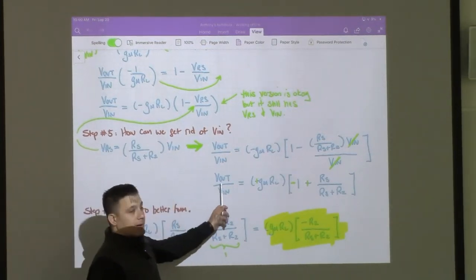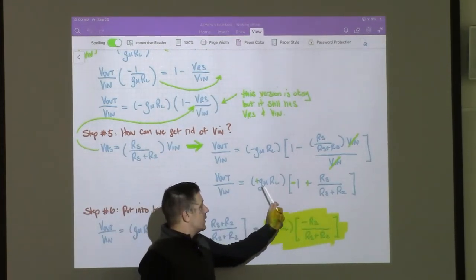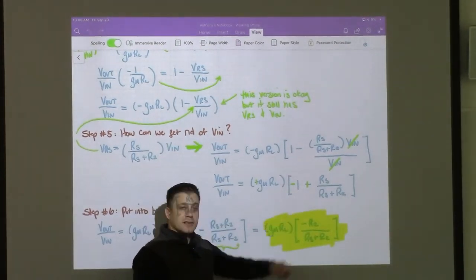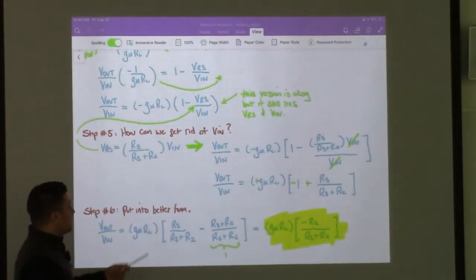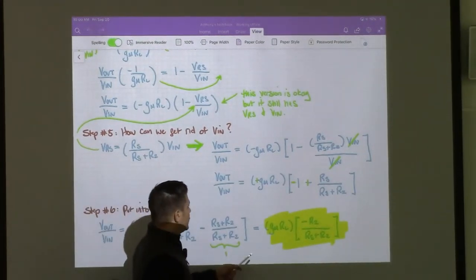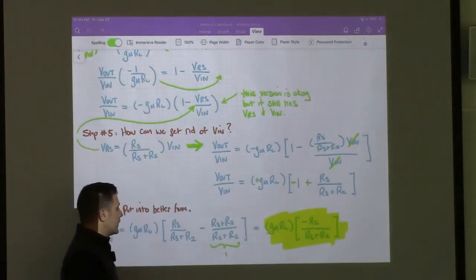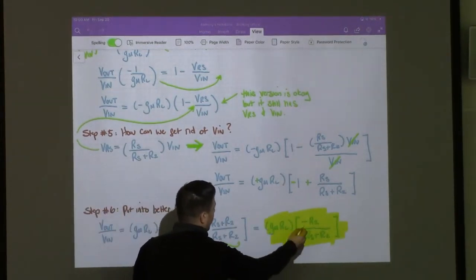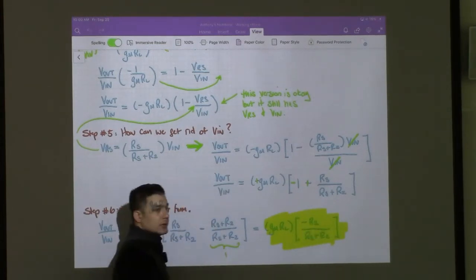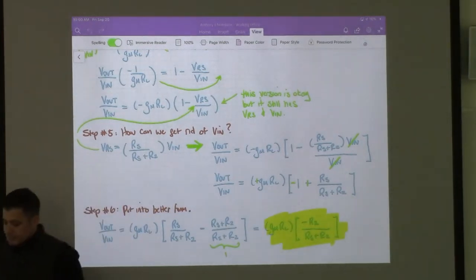But this is a correct answer because it is a transfer function that is a function of only our parameters, transconductance and resistances. But if we wanted to make it look nicer, we can multiply by the common denominator, which is RS plus R2, which would make this RS plus R2 over RS plus R2. We can combine these two together, and what we're left with is GMRL minus R2 over RS plus R2. So this is the same as this, just looking a little bit nicer.